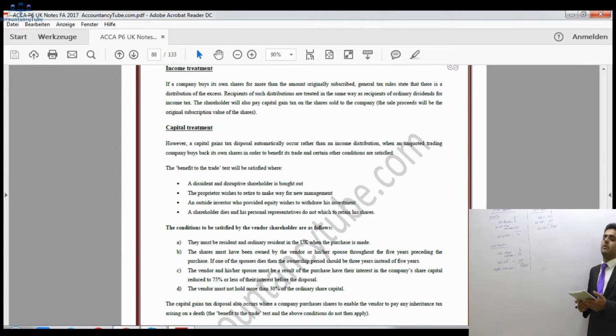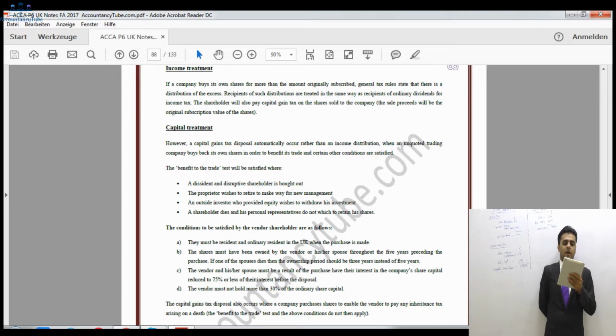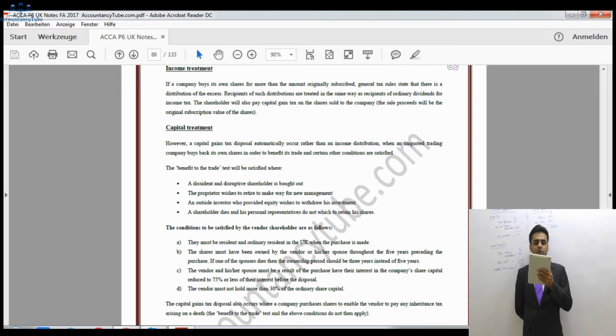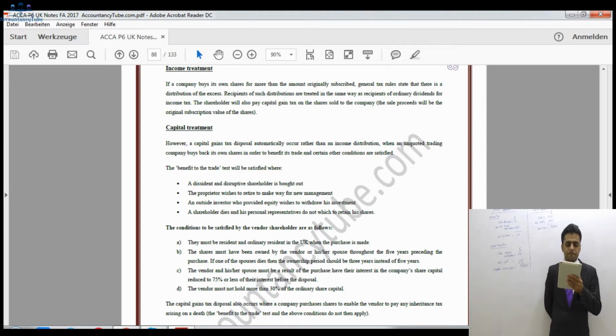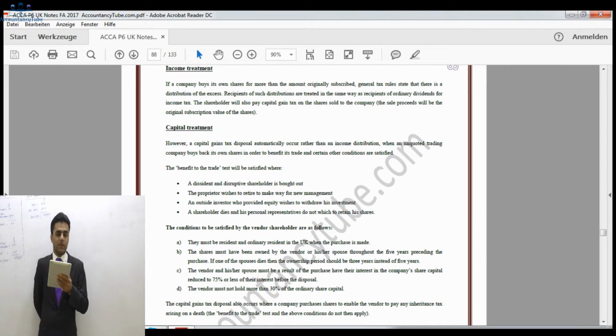Now, normally income treatment would apply unless certain conditions are satisfied, then a capital treatment would apply. So what are the conditions for a capital treatment to apply? However, a capital gains tax disposal automatically occurs rather than an income distribution when an unquoted trading company buys back its own shares in order to benefit its trade, and certain other conditions are satisfied as well. So in this case, the unquoted trading company is buying back its own shares in order to benefit its trade. So we'll have to see how they would benefit its trade, and whether certain other conditions are satisfied as well.